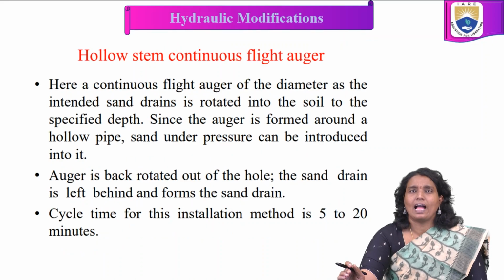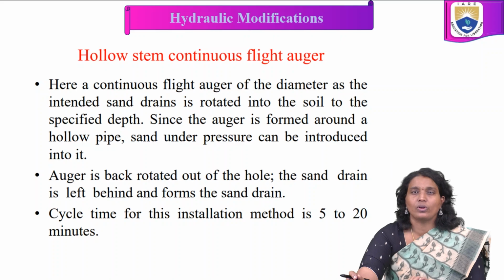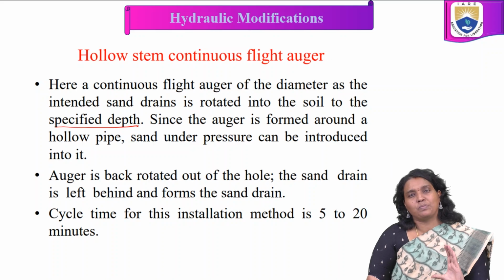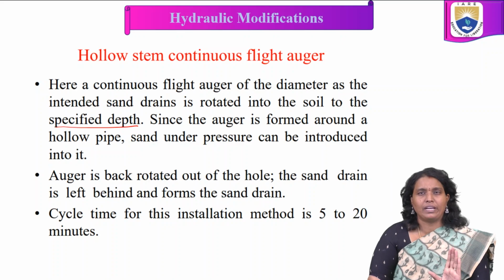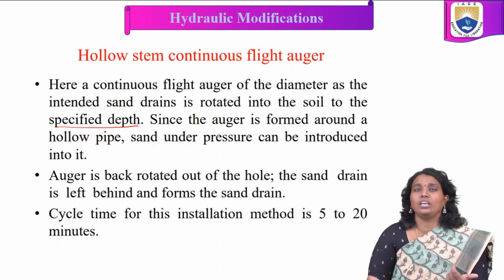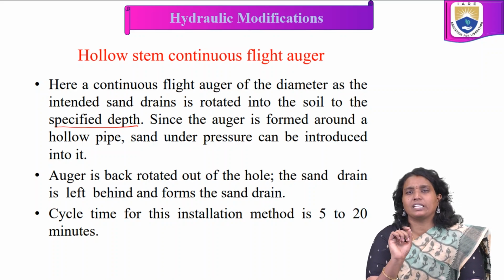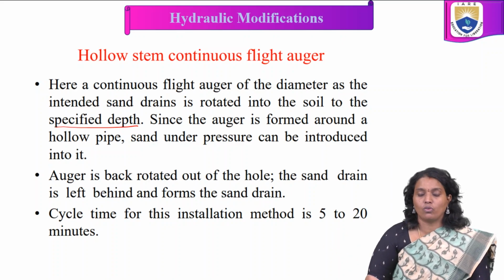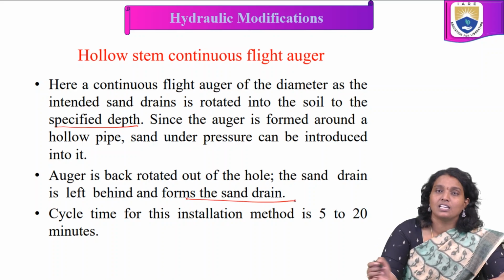The next one is the hollow stem continuous flight auger. Here, a continuous flight auger of the diameter of the sand drain is rotated into the soil to the specified depth. In this, the auger is formed around a hollow pipe. Sand under pressure can be introduced into it, and whenever it is rotated out of the hole, the sand is left behind and forms the sand drain.